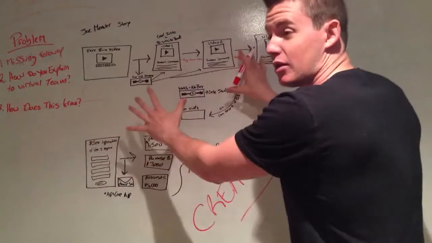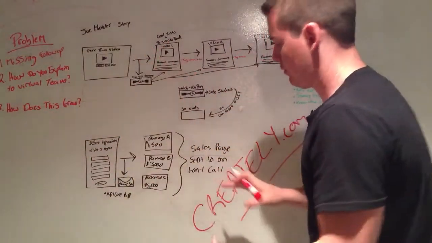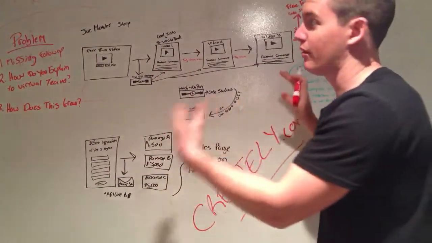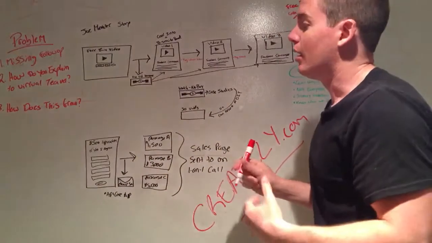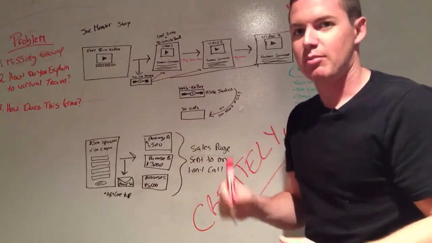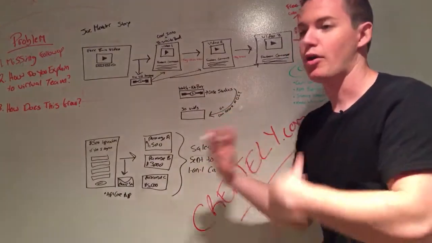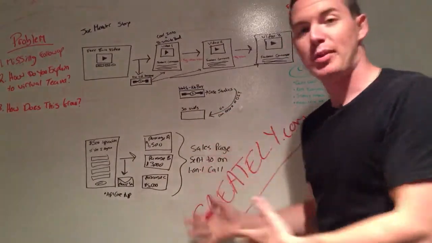So this is what the customer sees, and that's the Creately document. These are all the web pages that need to be built. These are all the videos that need to be recorded. But the Campaign Builder is the behind the scenes stuff that the customer doesn't see, all the automation and stuff. So I hope that's helpful for you.